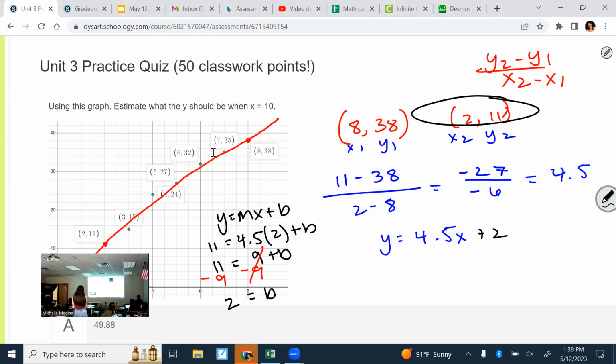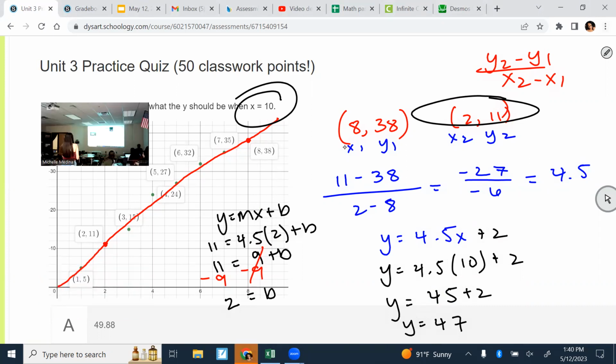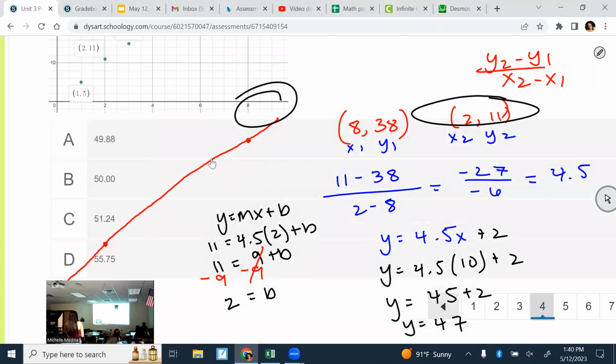And then you have to plug in, because it wants you to estimate what the y should be when x is 10. So kind of a long part of this. I'll see if there's any ways to make it simpler. But once you do that, 4.5 times 10, I think is 45. Someone correct me on that. And then plus 2 makes it 47. So let's see what my answer options are. All right, so I'm thinking A. Is it A? Did someone get it right? Okay, so that's what I did.